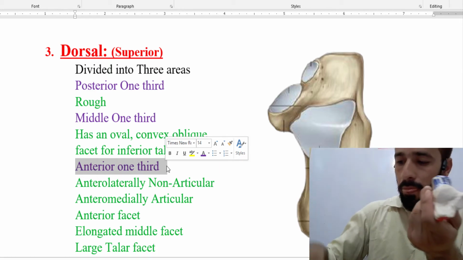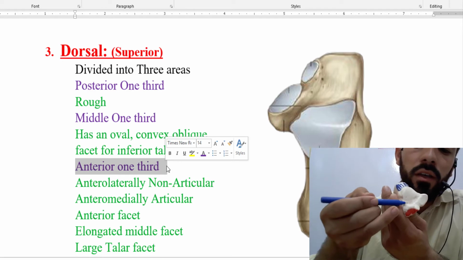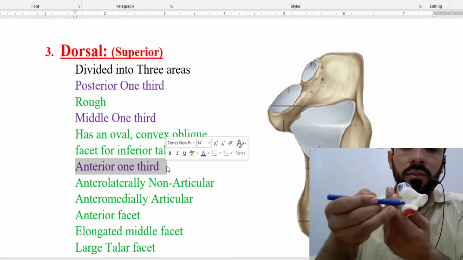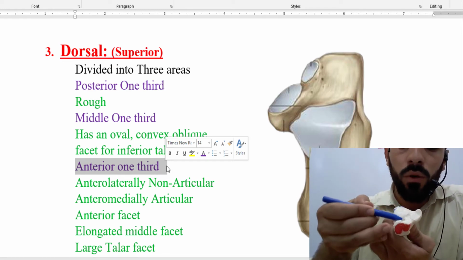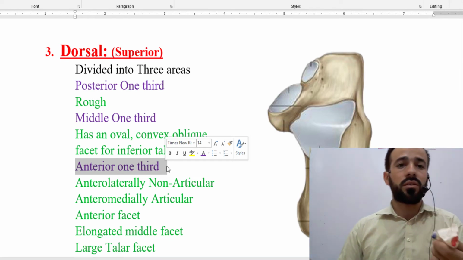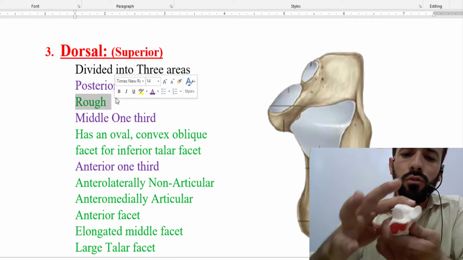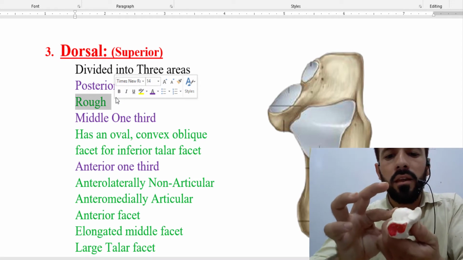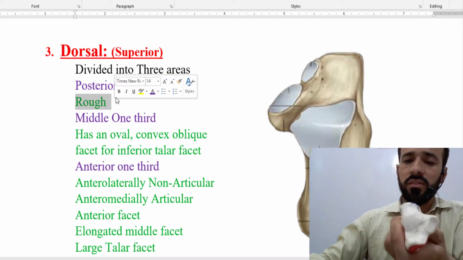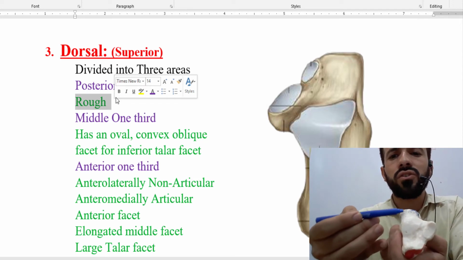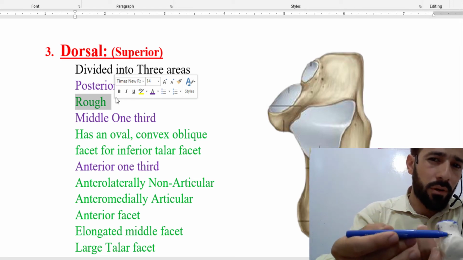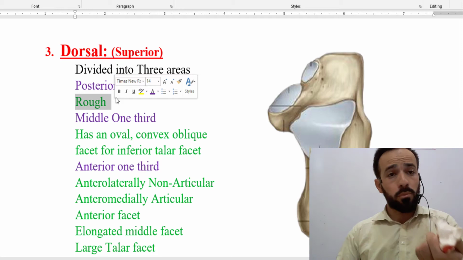So you can see in the camera, the anterior 1/3, and then this is the middle 1/3, and this is the posterior 1/3. So I hope the posterior 1/3 shows a little bit of roughness. Yes, we know that the posterior 1/3 is a little bit rough in nature, so it contains a rough part. This one is called the posterior 1/3.